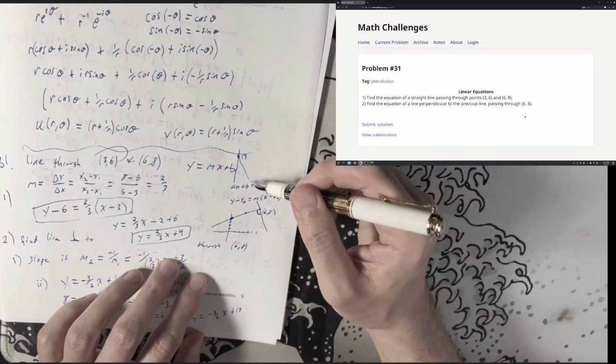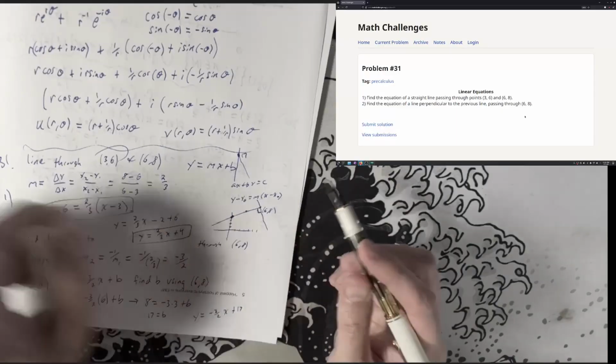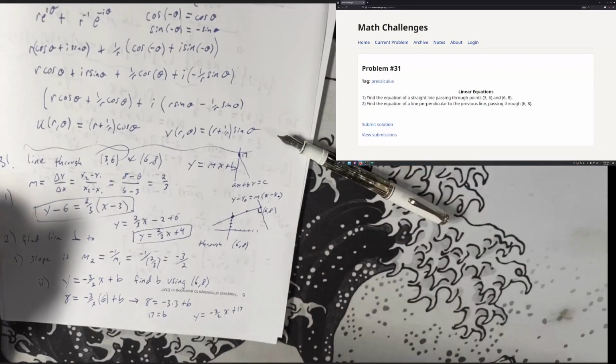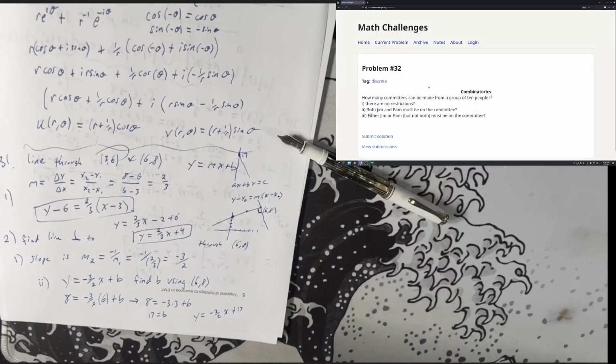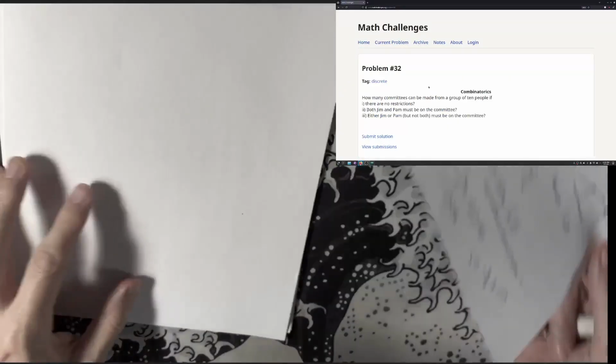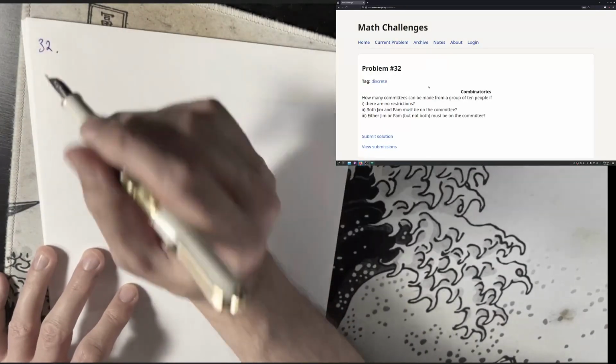That's the kind of line that would hit at 6, 8 and be at a right angle when it does so. That's our pre-calc. Number 32 is a discrete question.